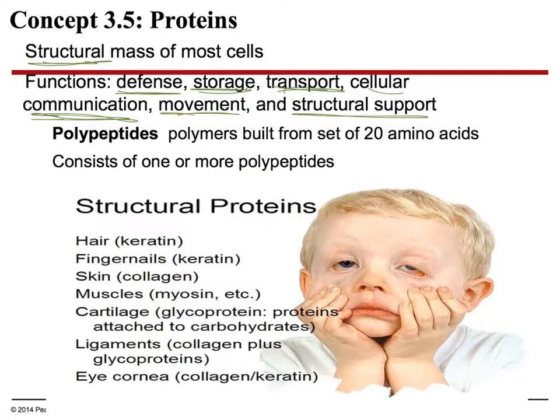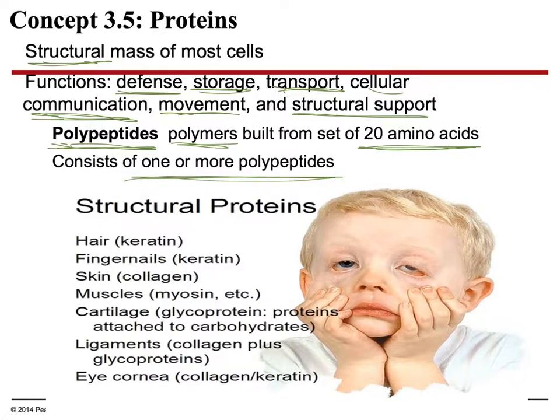Proteins are made up of things called polypeptides. And polypeptides are really just polymers built from amino acids. There are 20 total amino acids, and when we chain up those amino acids in various ways, we then can build these polypeptides, which make up protein. And most protein consists of one or more polypeptides.